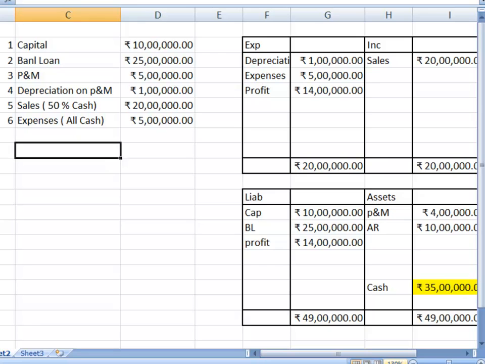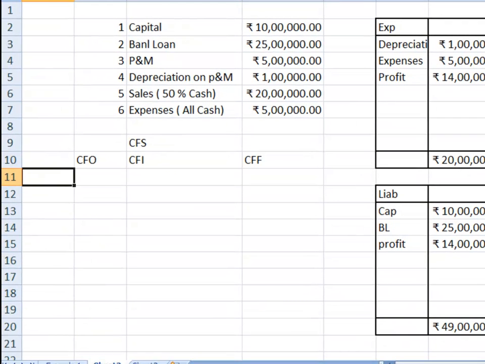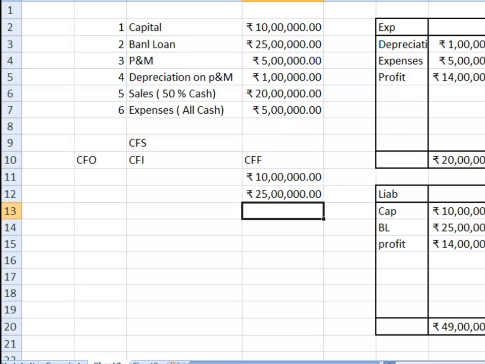So this is your cash flow statement now. We'll divide it into three categories: CFO, CFI, and CFF. First transaction, capital, is an inflow in financing activities. So we'll say positive 10 lakh in financing activity. Next transaction, bank loan, is again an inflow in financing activities.